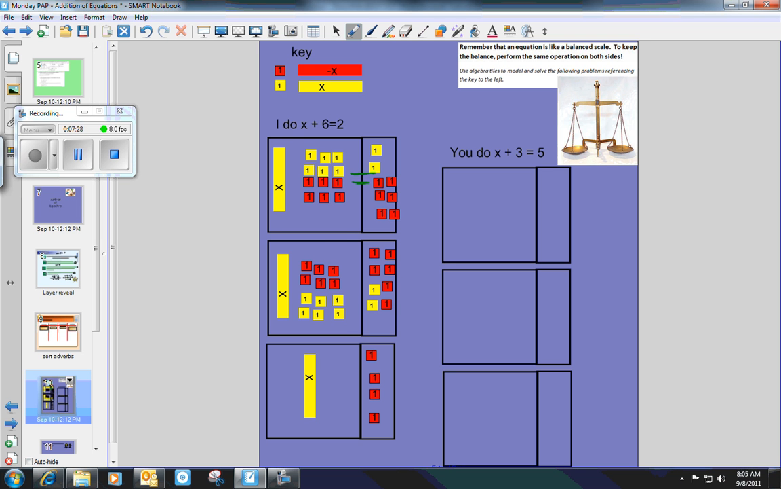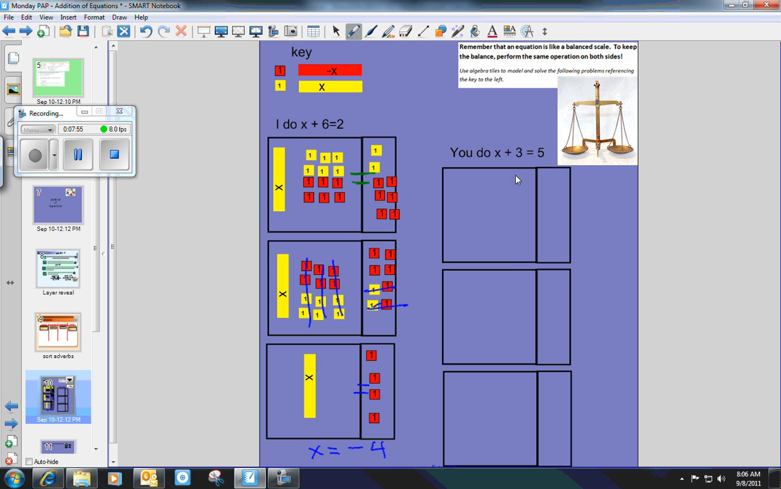When I cancel out my zero pairs, these cancel, and these. x is the only thing left on this side. I have 0 pairs here and 4 negatives on this side. So negative 4 plus 6 equals 2. And x equals negative 4.